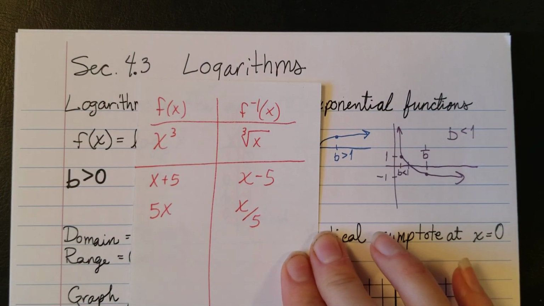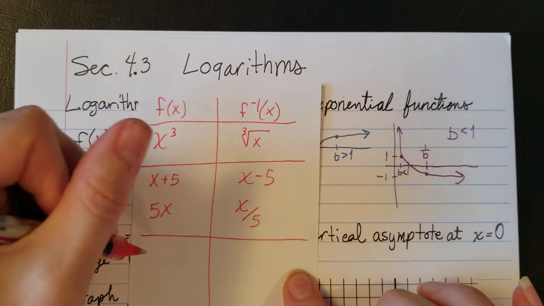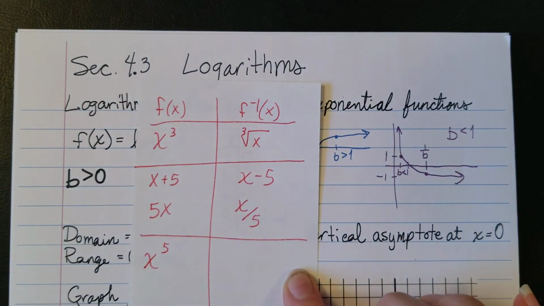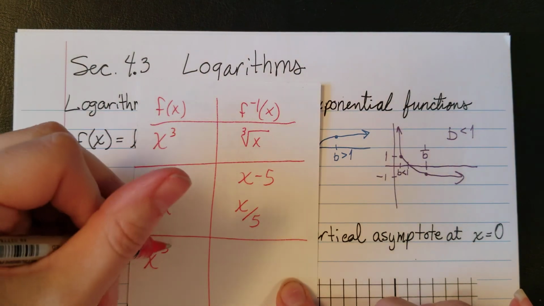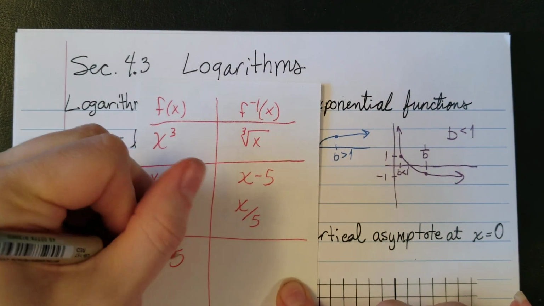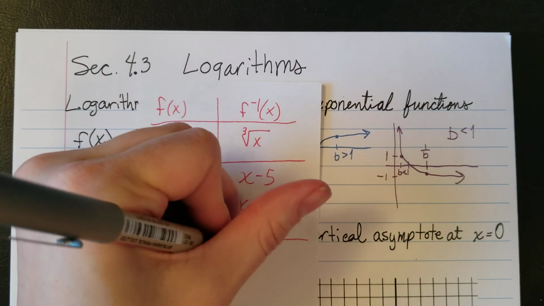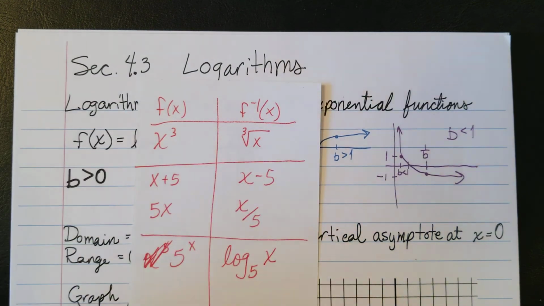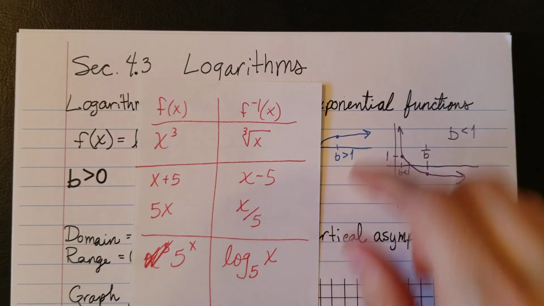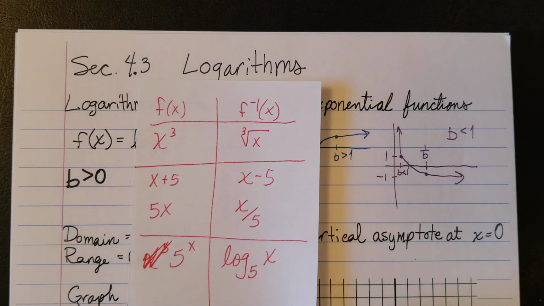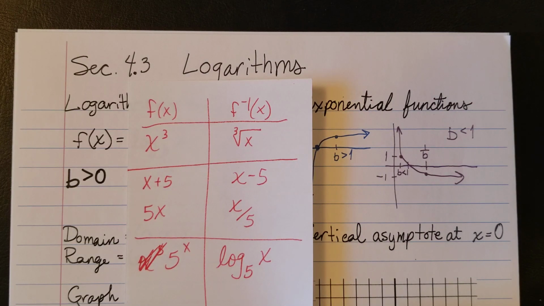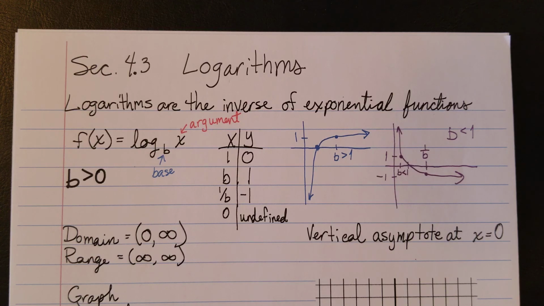Okay, so when you have, say, x raised to the 5th power, oh, sorry, not x raised to the 5th power. What I meant was more like 5 to the x. So if you have 5 to the x, then your inverse would be log base 5 of x. So logarithms are the inverse function to exponential functions. And you need that inverse operation so that you can solve an exponential equation, for example.